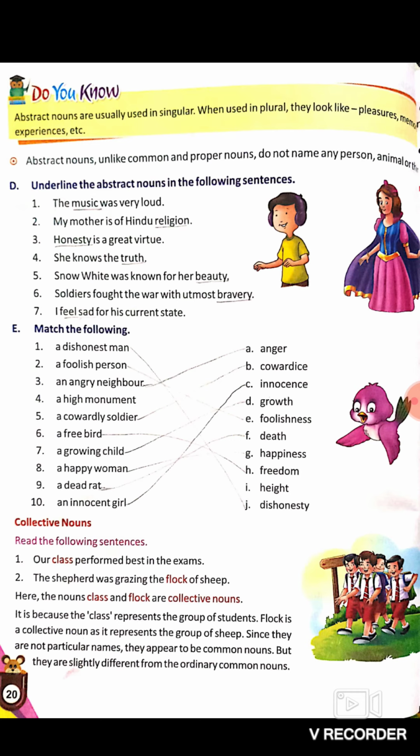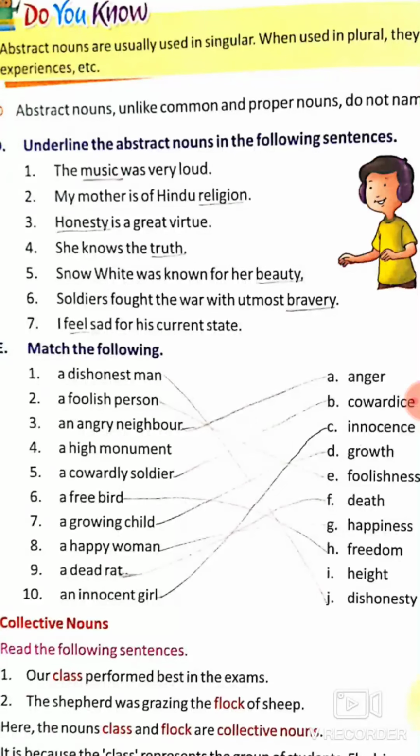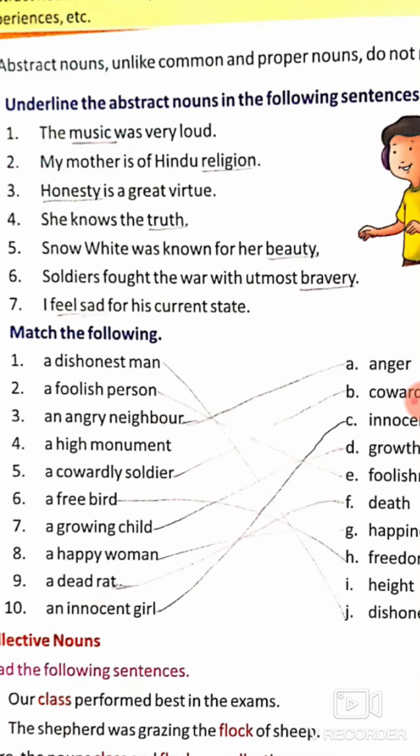Underline the abstract noun in the following sentence. First, the music was very loud. So here music is a feeling, an idea. So it is an abstract noun. My mother is of Hindu religion. So religion is also an abstract noun, because you can't see it, you can't taste it, you can't touch it, you can't smell it. Honesty is a great virtue. So here honesty and virtue, both are abstract nouns.